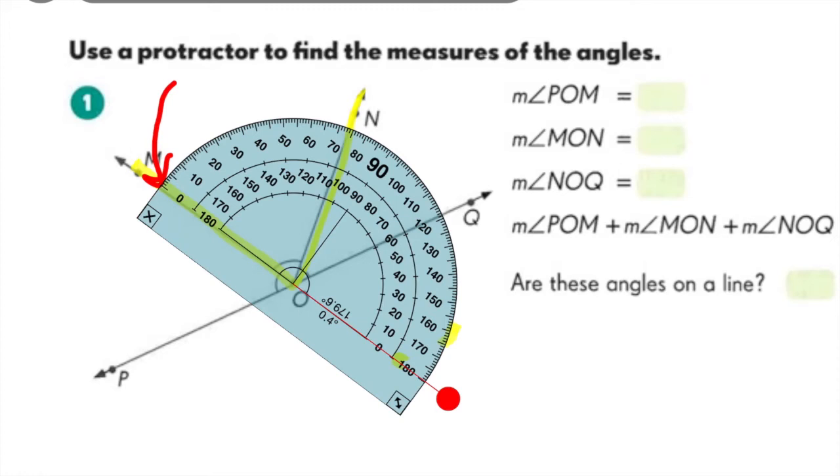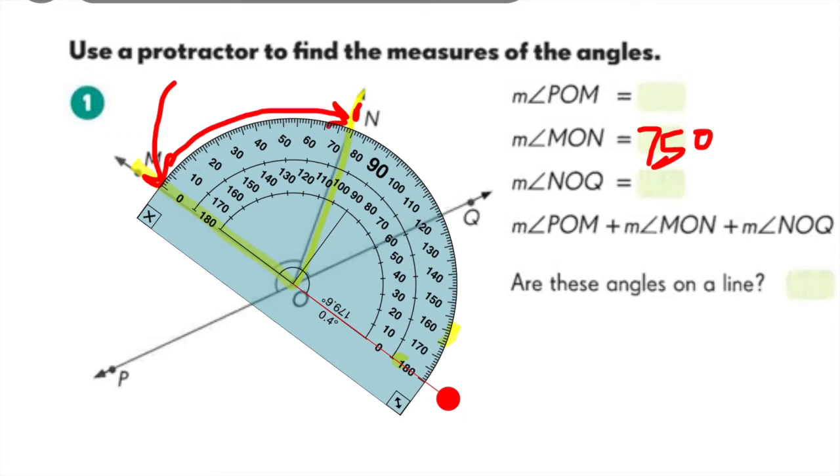It's passing through 0 on the outer scale. So again, I'm going to use the outer scale to measure this angle. My eye travels up to the other angle, and I can see it crosses right between 70 and 80, right in the middle. So that tells me that the measure of angle MON is going to be 75 degrees.